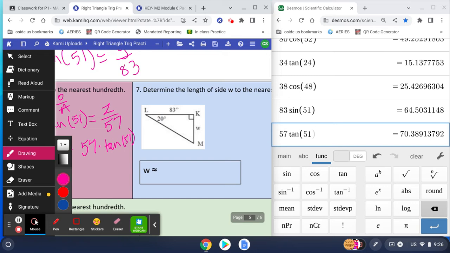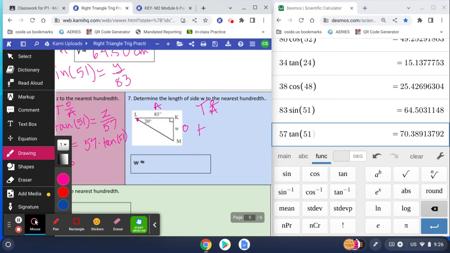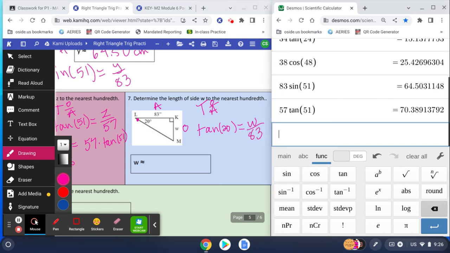All right, number 7, standing here at the reference angle, I've got an opposite and an adjacent, which uses opposite and adjacent, or more importantly, which one does not have a hypotenuse? That's the tangent function, TOA. Tangent of the 20-degree angle is equal to W over 83. We're going to multiply both sides by 83. 83 times the tangent of 20, and it gives us 30.21 inches.